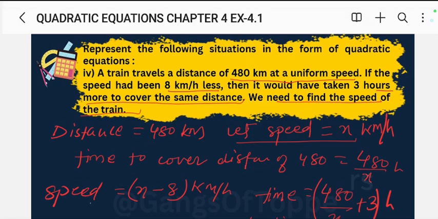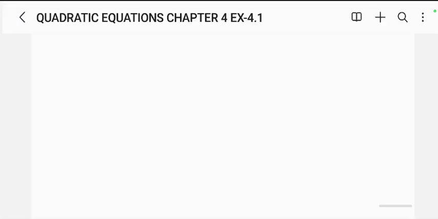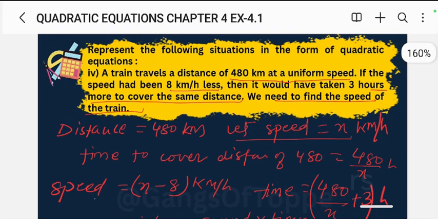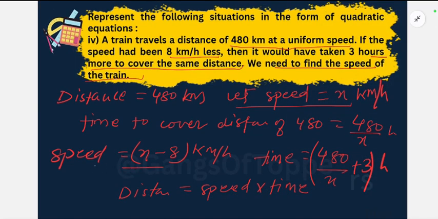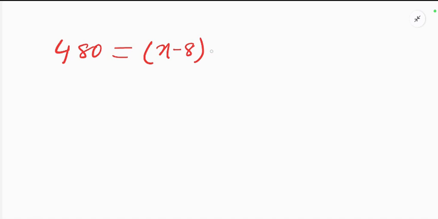Okay, let's take a page. तो हमारे पास डिस्टेंस क्या होगा, डिस्टेंस तो 480 ही है. और यहाँ पे देखेंगे हम लोग कि हमारे पास न्यू स्पीड क्या है, x माइनस 8 किलोमीटर पर आवर, और न्यू टाइम क्या है 480 बाई x प्लस 3 आवर. राइट हियर हमारे पास क्या है, x minus 8 and 480 by x plus 3. Okay, and we just need to simplify these equations.